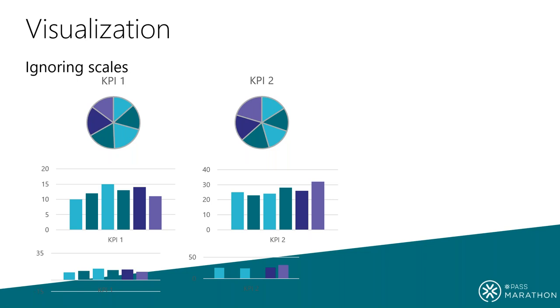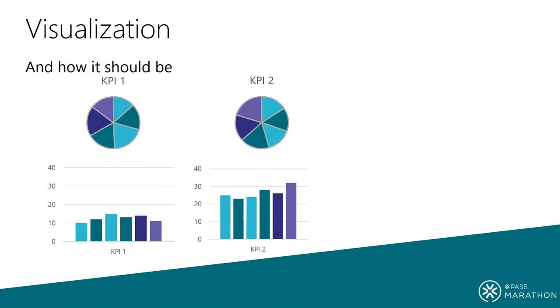And what this should look like is literally something like this. Once the scales are normalized or equalized, then you can see that there is a huge difference between any kind of color if you compare it from KPI 1 to KPI 2.